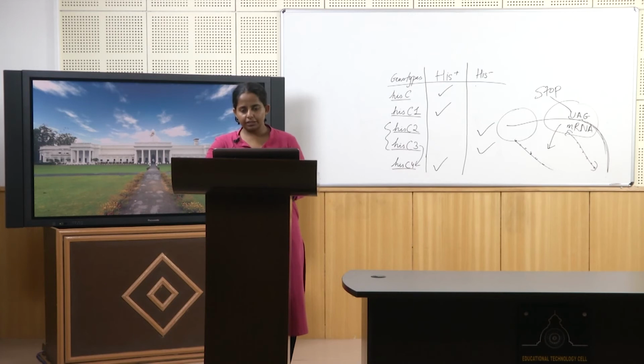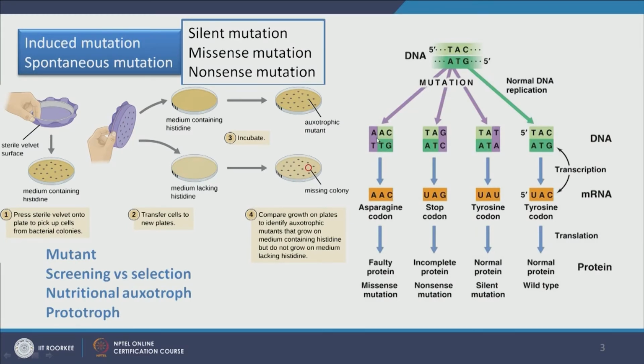So let's look at this picture here. This is your original DNA. It underwent mutation. So originally it was TAC from 5 prime to 3 prime end and ATG from 3 prime to 5 prime, perfect complement to each other. They all underwent mutations of different types. So when TAC mutated into AAC and ATG became TTG, this particular codon coded for asparagine, and thus you have a faulty protein. This is missense mutation, right? Because actually the original was supposed to code for tyrosine, but now it is coding for asparagine.